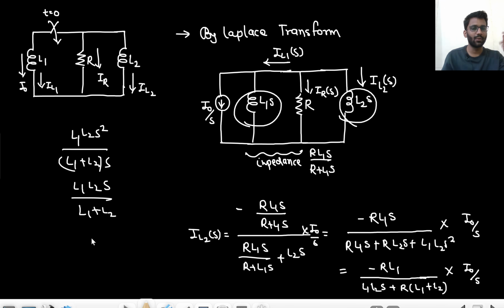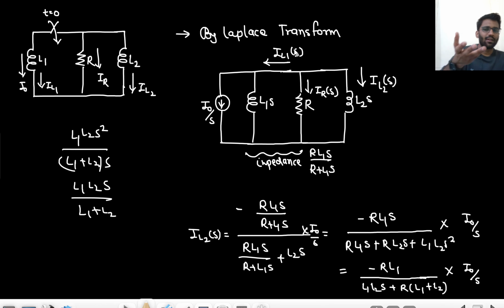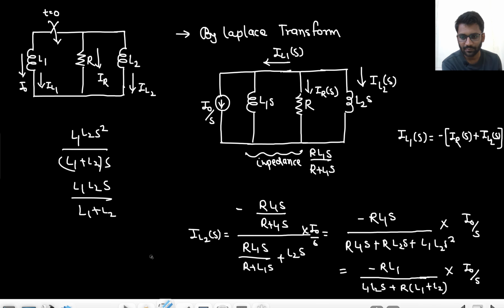How will you divide? L1 L2 S upon L1 plus L2 divided by L1 L2 S upon L1 plus L2 plus R. By that you will divide the current. Are you getting my point? And then for IL1S, you can simply take the negative of both of those currents and add them up. So IL1S is minus of IRS plus IL2S.